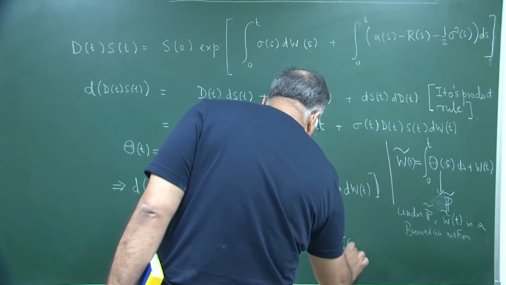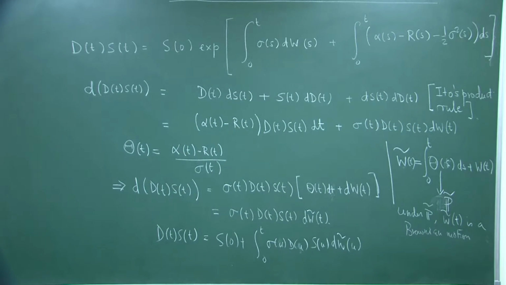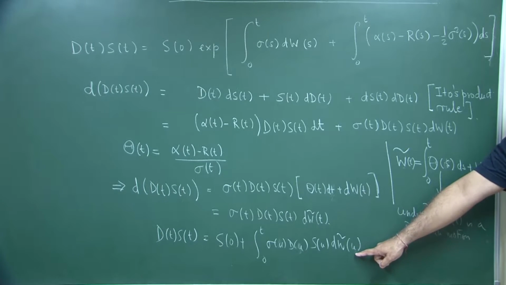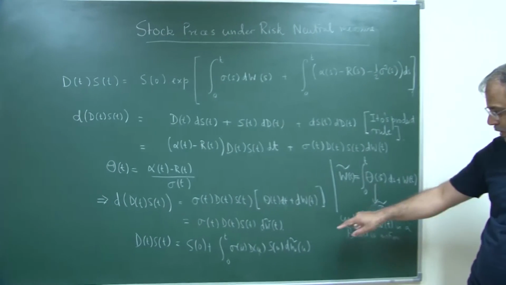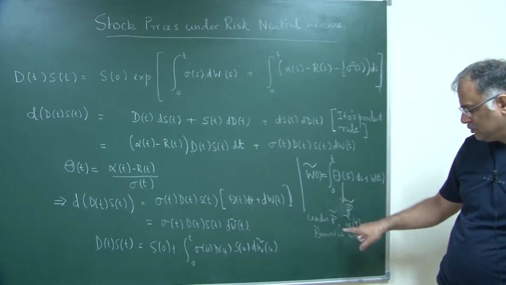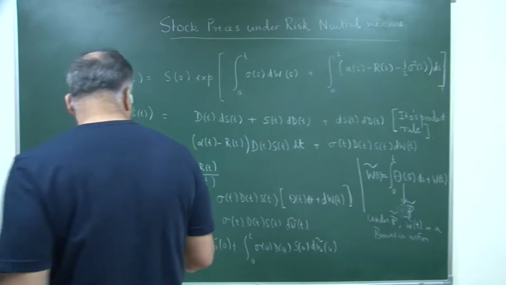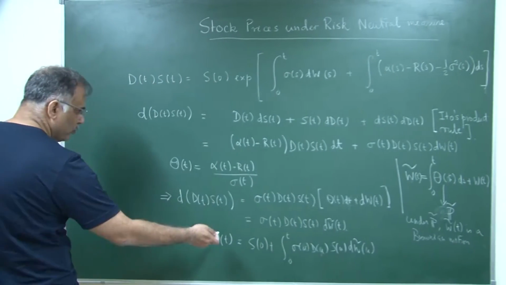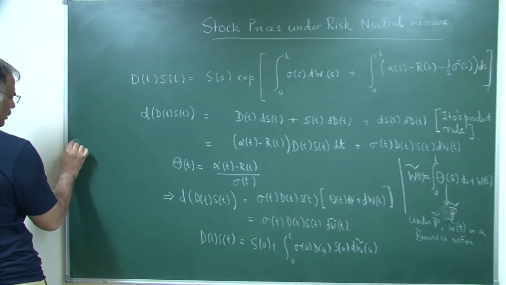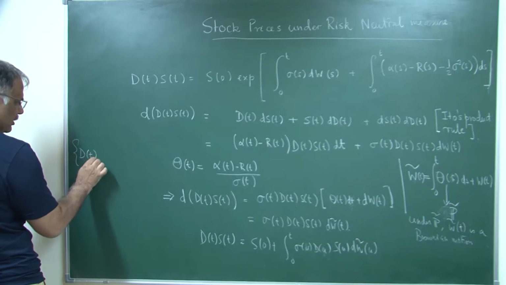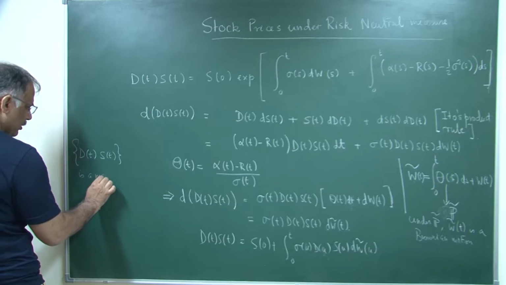d w tilde u. So, this is an Ito integral in terms of the w tilde, the Brownian motion, which is a Brownian motion under the new probability measure P tilde, which we called the risk neutral measure. And so, what we have proved here, because every Ito integral is a martingale, is that DTST, the discounted stock price, is a martingale under P tilde.